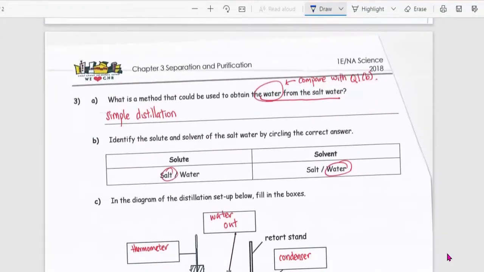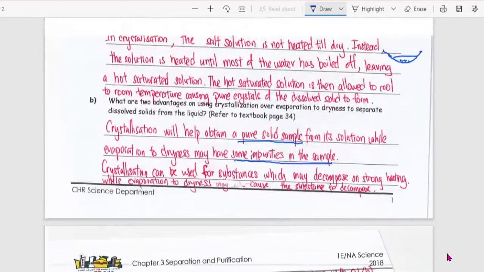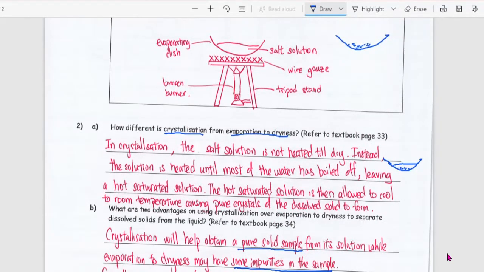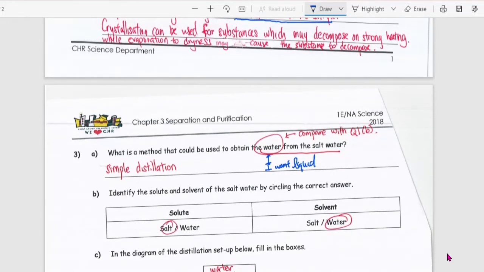Next, instead of collecting the solid, is it possible to collect just the liquid itself? The top is used to collect the solid. For the bottom, we're going to look at, once again, the dissolved solid-liquid mixture, but this time I want the liquid. So what method should I use to get the liquid? It's simple distillation. So what's the solute? What's the solvent? The solute is the dissolved solid, and the solvent is the liquid.